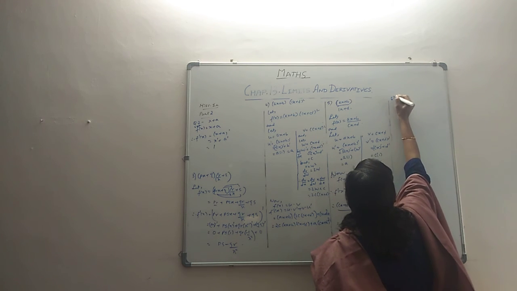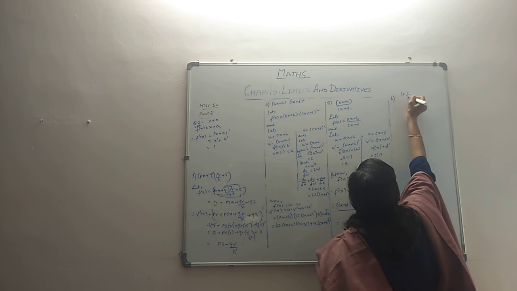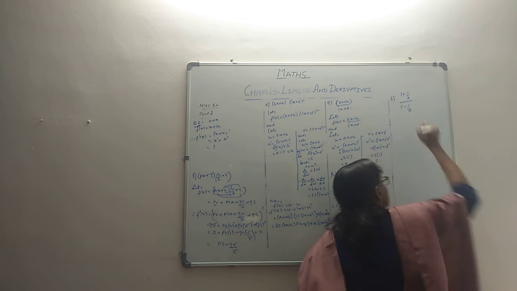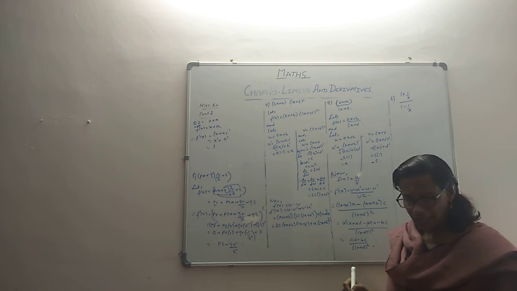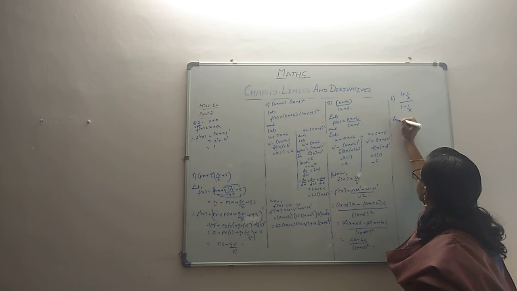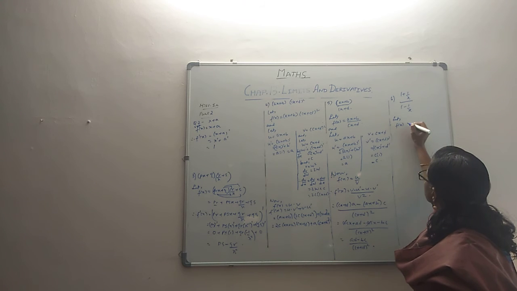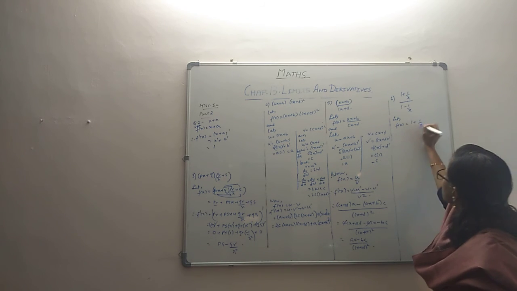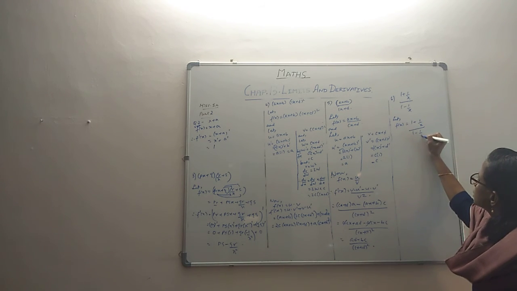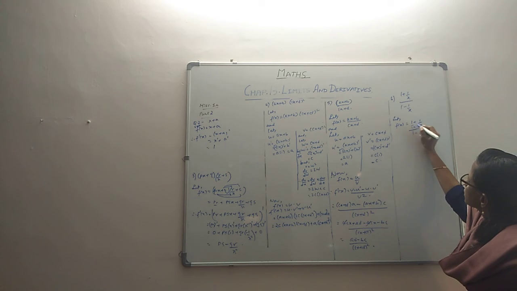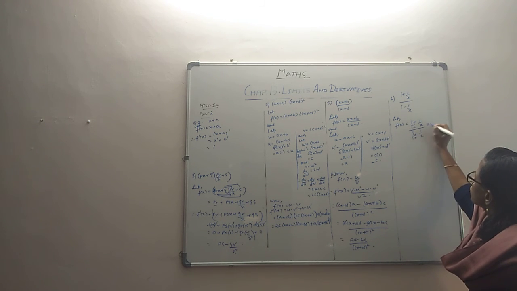Next, 1 plus 1 by x, 1 minus 1 by x. Let's do that. So for that what we will do is let f of x be equal to 1 plus 1 by x over 1 minus 1 by x. Such a clumsy function. Let's equalize because it doesn't look so very comfortable.